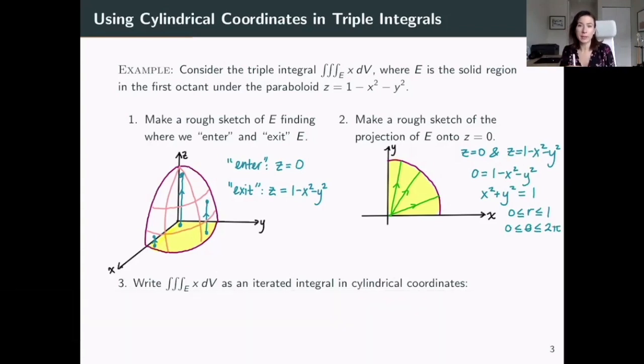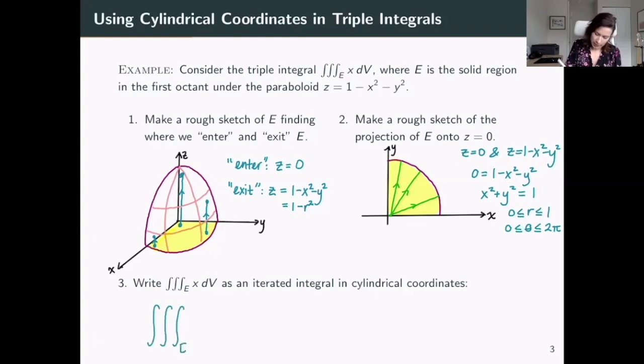Because we now have things in terms of r and theta, we want to change our entering and exiting to be in terms of r and theta as well. We can rewrite this as 1 minus r squared, because x squared plus y squared is r squared cos squared theta plus r squared sine squared theta. Now that we have all of the information, we can set up our iterated integral in cylindrical coordinates.